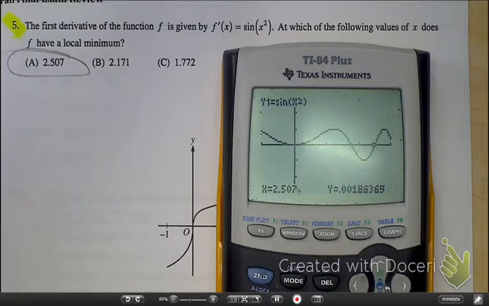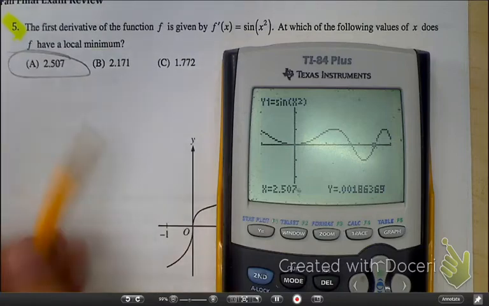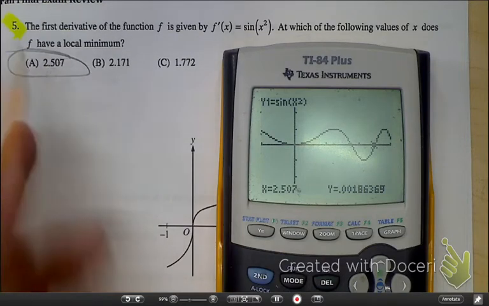Now remember, I'm not a huge fan of trace unless you're using it on a multiple choice test just to verify that that is in fact the correct answer. Other than that, do not use trace. You need exact decimal places. If they're not given to you on a free response section, you need to find that by yourself.